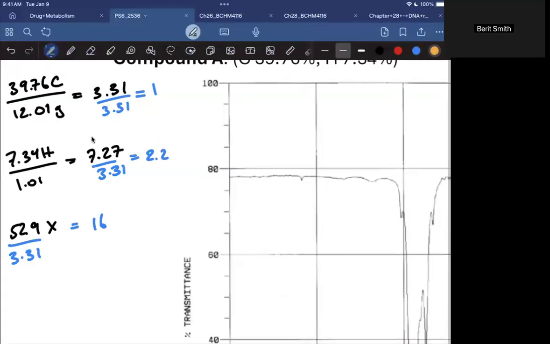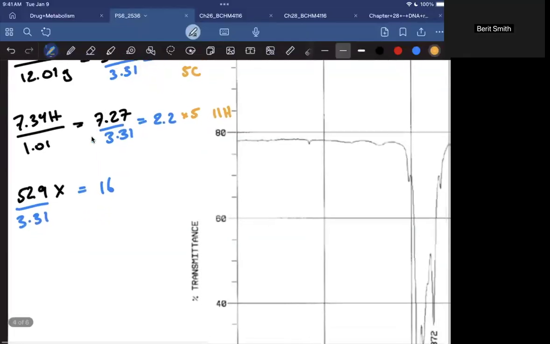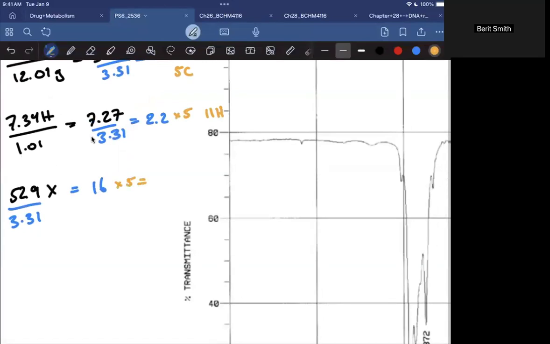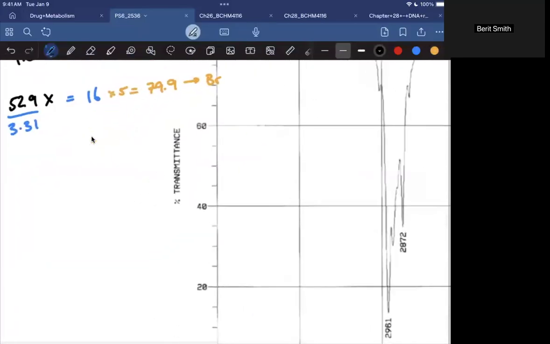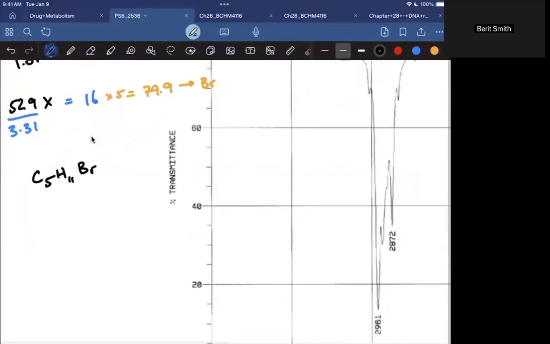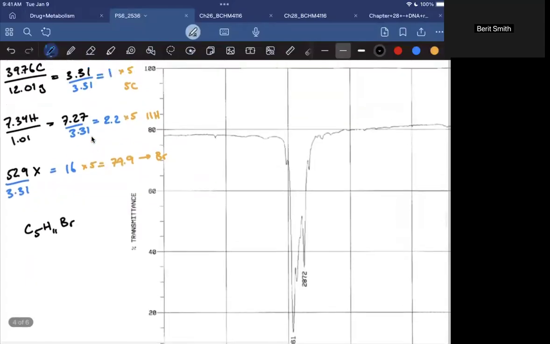So what I'm going to do is multiply this. This is going to be 5 carbons. This gives us 11 hydrogens. And then this gives us this, which corresponds to bromine. And then that way we can get our molecular formula, which is going to be C5H11Br. And you can always go back and double check your work the same way as you did here.